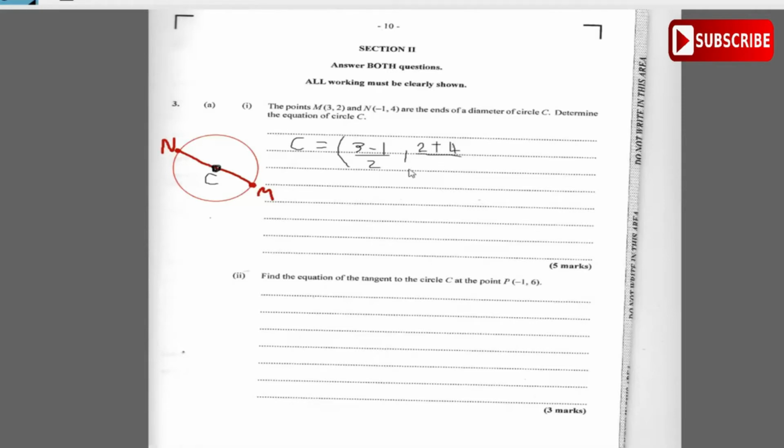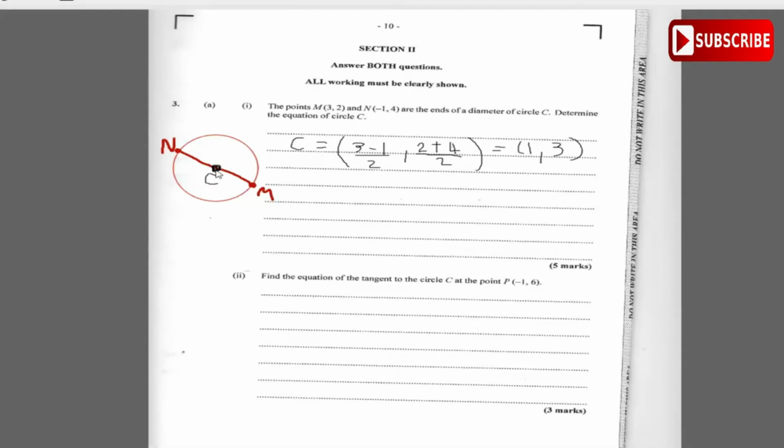Now 3 minus 1 over 2 is 1. And then 2 plus 4 is 6, 6 over 2 is 3. So the center of the circle is 1, 3. Nice and easy, the center of the circle is 1, 3. Now that we have the center, we can go ahead and continue.